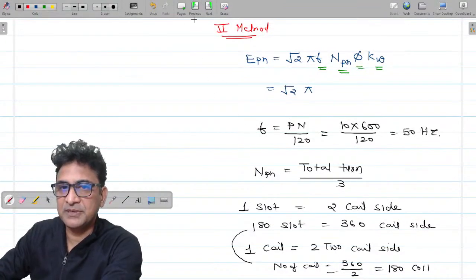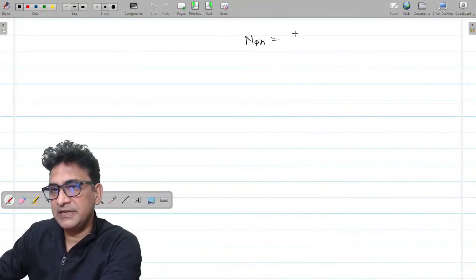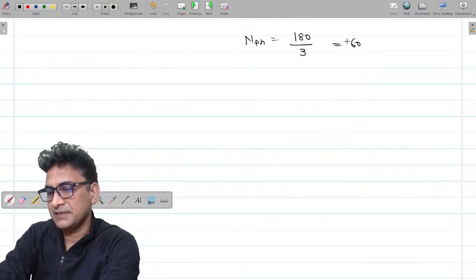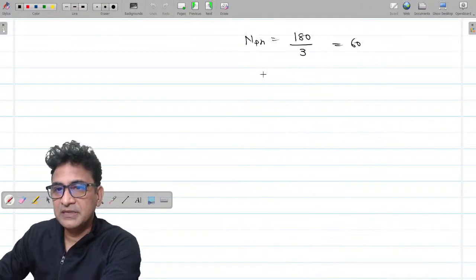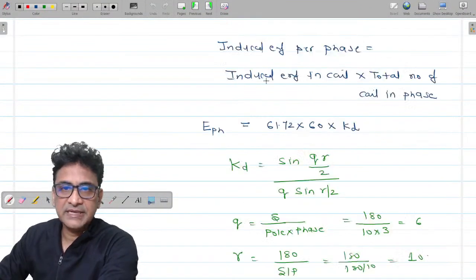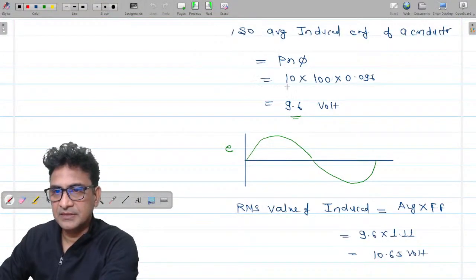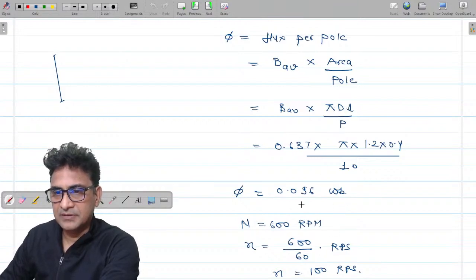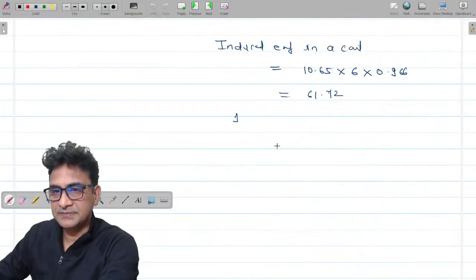So what is the number of turns per phase? It is 180 divided by the total number of phases. It is 60. So we have 60 coils in a phase. Okay. Phi we already found in this question. What was the phi? It was 0.096.